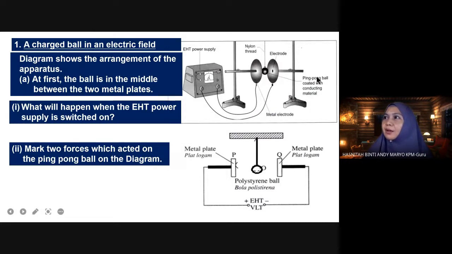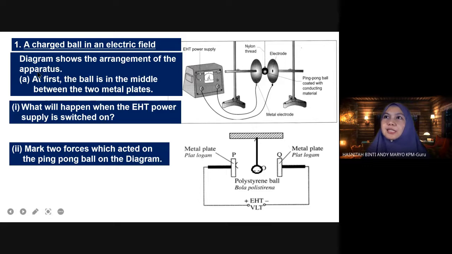Okay, if you look at this diagram, this is the EHT power supply. This is the nylon thread, hanging the ping pong ball coated with conducting material. The ping pong ball is now coated with conducting material and it is placed at the center.